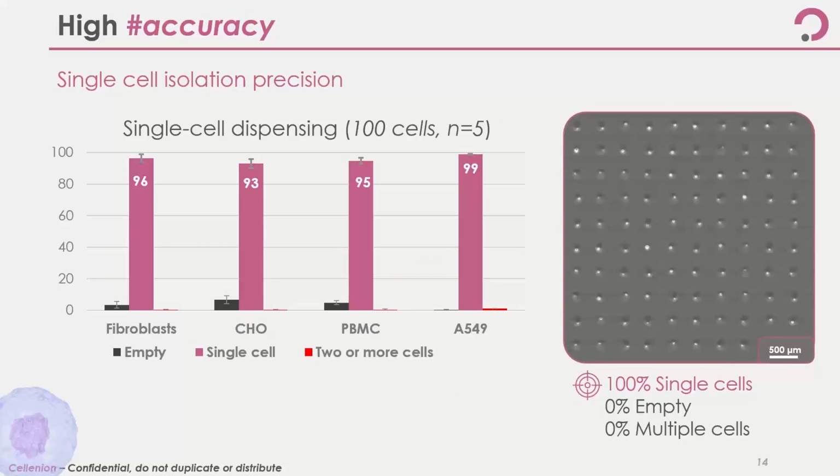So if we see a batch of different cells isolated with the CellenONE, we can see that we achieve very high single cell dispensing. For different cell lines, we have very few wells empty and even fewer wells with 2 or more cells. Just as an example, this is an image of cells isolated on a slide with a spacing of 500 micrometer, and you can see that we can manage to achieve 100% single cell isolation, with 0% of the locations empty and 0% of the locations containing multiple cells.